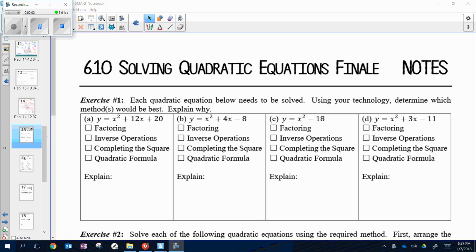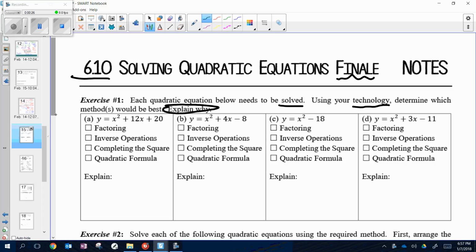Hello, you are watching Video Notes 610, Solving Quadratic Equations Finale, meaning we've been working on this for a few days and we're ready to try to bring it all together and wrap it up. So if you look at exercise 1, each quadratic equation below needs to be solved using your technology, so a graphing calculator, to determine which methods would be best and try to explain why.